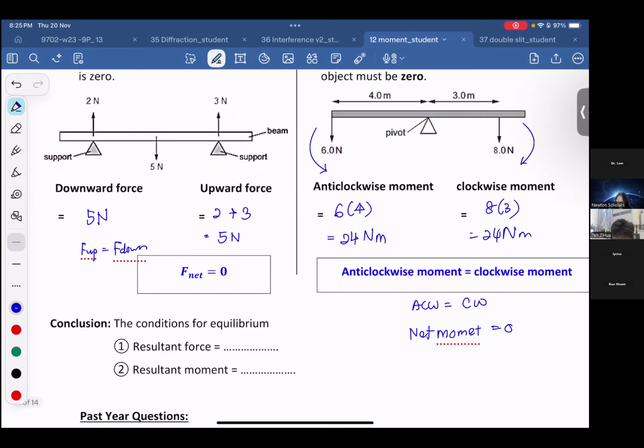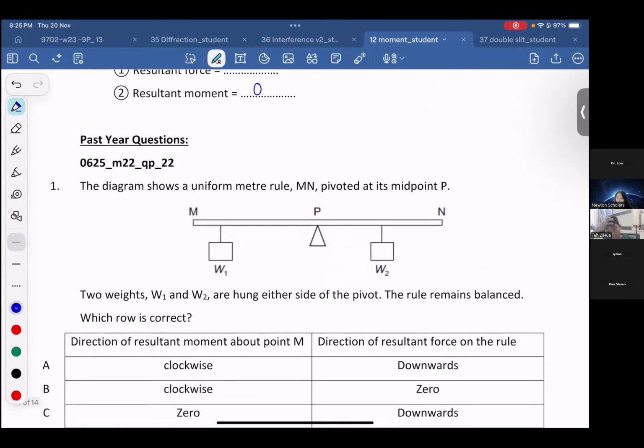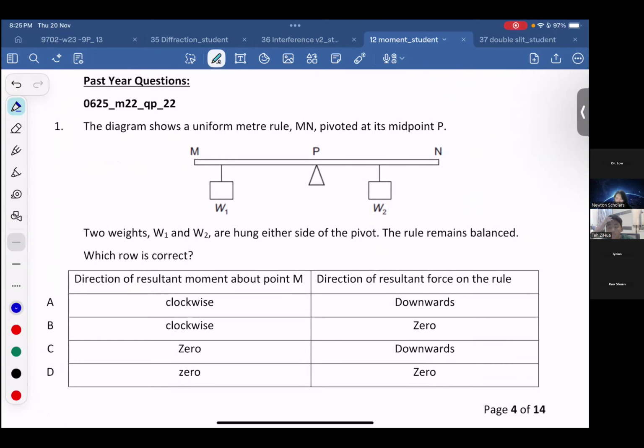So the condition for equilibrium: resultant force 0, net moment 0. Any question? It might be saying net turning effect, net moment, resultant turning effect, resultant moment. They are the same thing. Okay, if no question, we try the practice question right now.